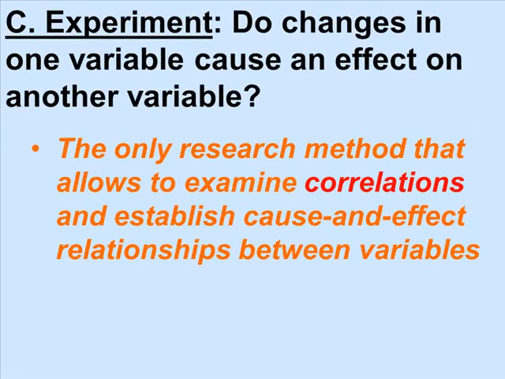C. Experiment. If we want to know if changes in one variable, in our case dog ownership, cause an effect on another variable, your appearance, then we design an experiment. It's important to remember that this is the only research method that allows us to examine correlations and establish cause and effect relationships between variables.